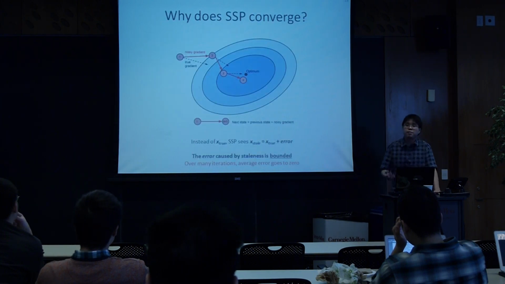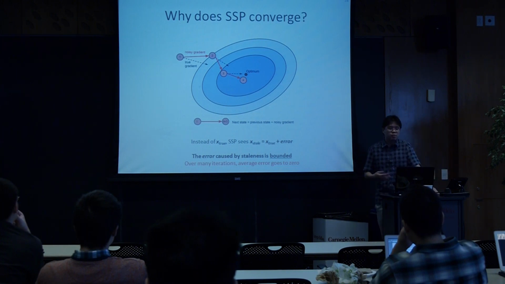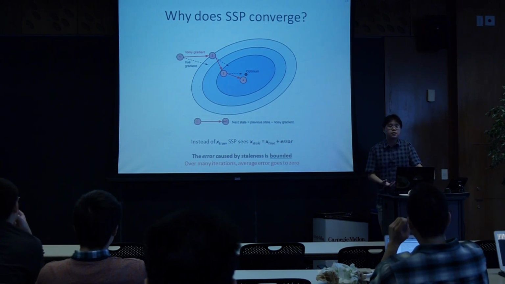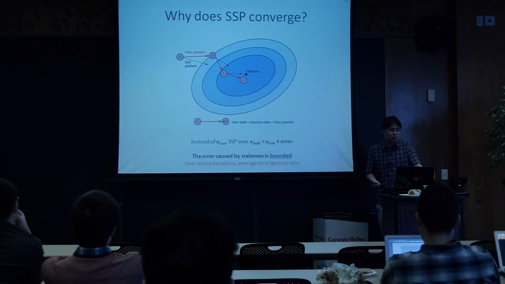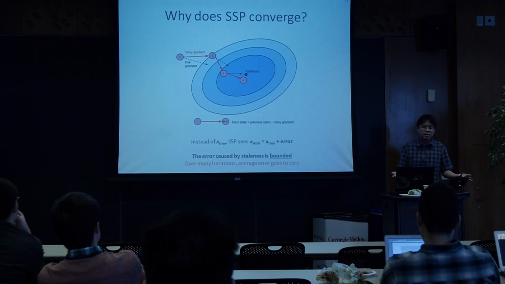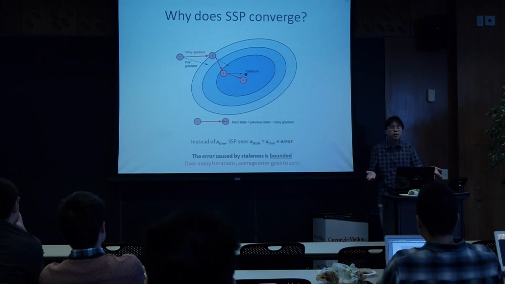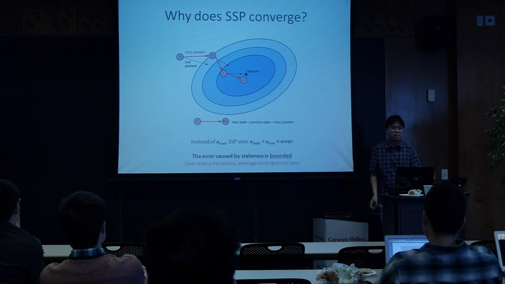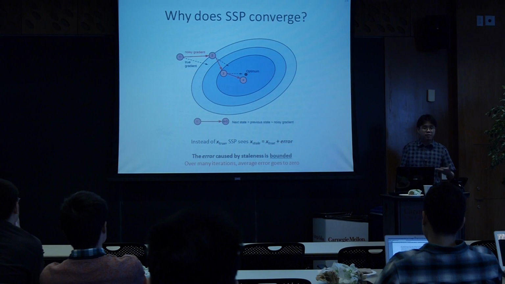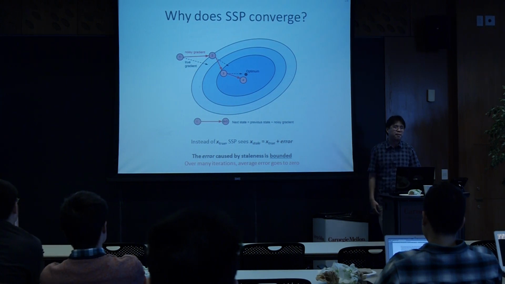Now, I'm going to talk a little bit more about what makes SSP converge on ML algorithms. The intuition is that the error caused by staleness is bounded by s iterations. So that means, say if you're doing gradient descent, instead of seeing the true parameter x true on a given thread, it's going to see some x stale, which is x true plus some error that is bounded. Because the error is bounded, over many iterations, the average error is going to go to 0. Roughly, if you have a slightly drunk person that's trying to roll down a hill, he's going to hit the bottom no matter what. Okay, bad analogy.